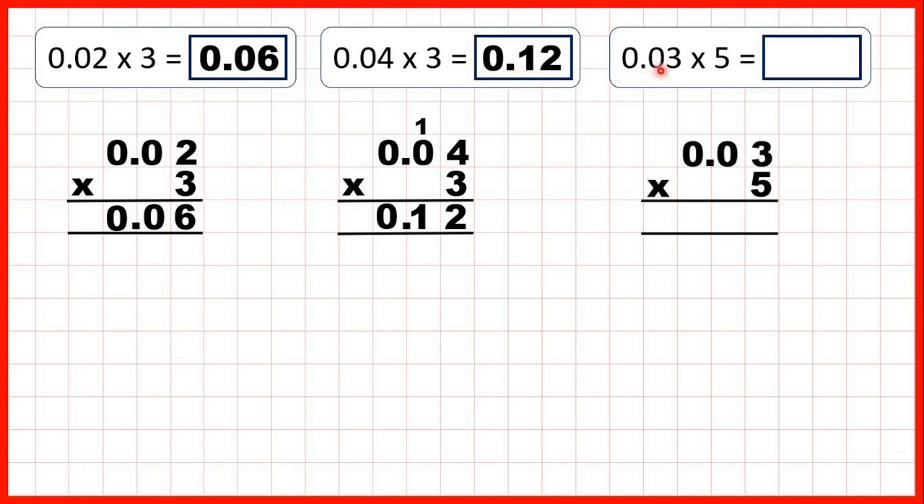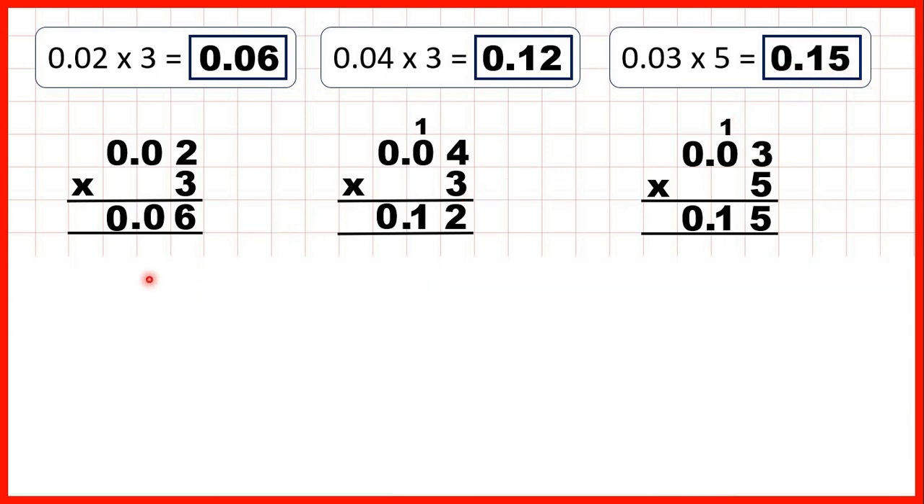Now 0.03 times 5. We can copy down the decimal point, and 3 times 5 is 15, so that's 1, 5. 0 times 5 is 0, plus 1 is 1, and 0 times 5 is 0, so our answer is 0.15.